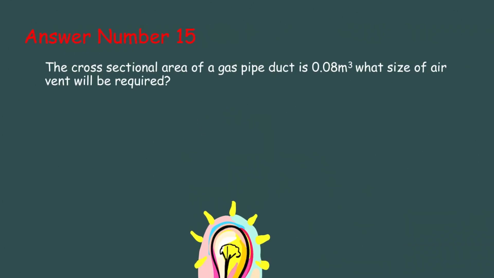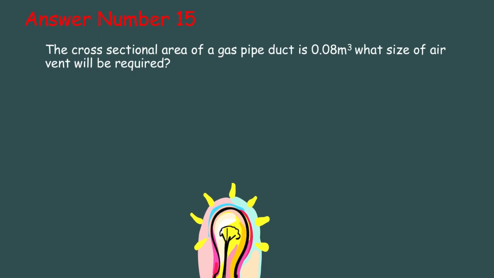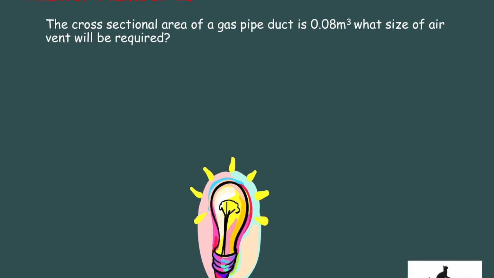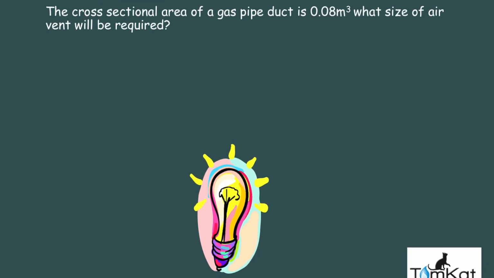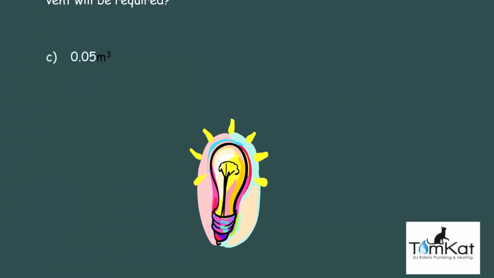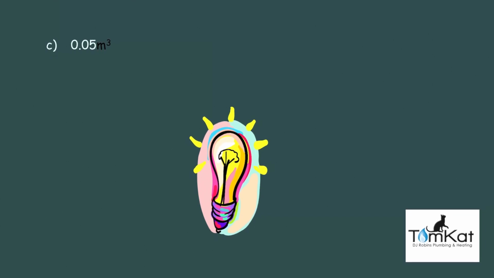Now the answer to question 15 in part 6. The cross-sectional area of a gas pipe duct is 0.08 metres squared, not cubed. What size of air vent will be required? The answer is C, 0.05 metres squared. So that is the answer to question 15 in part 6.